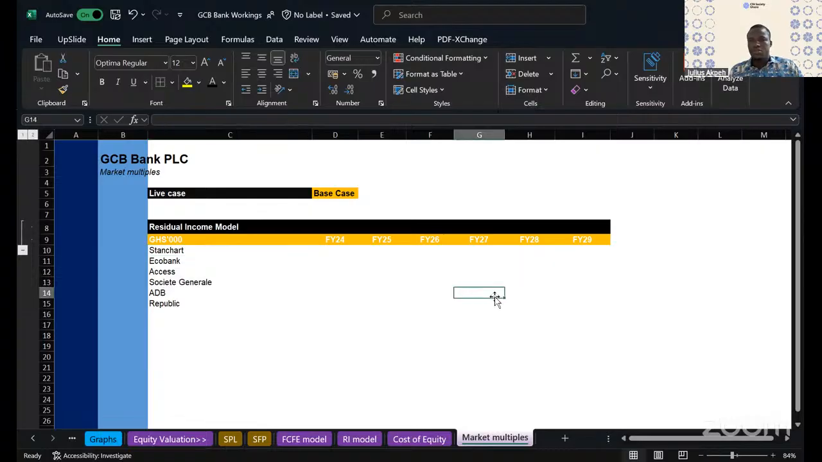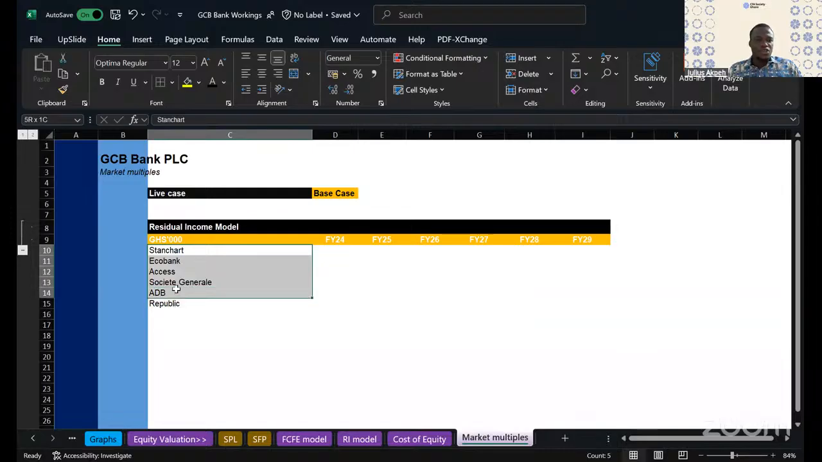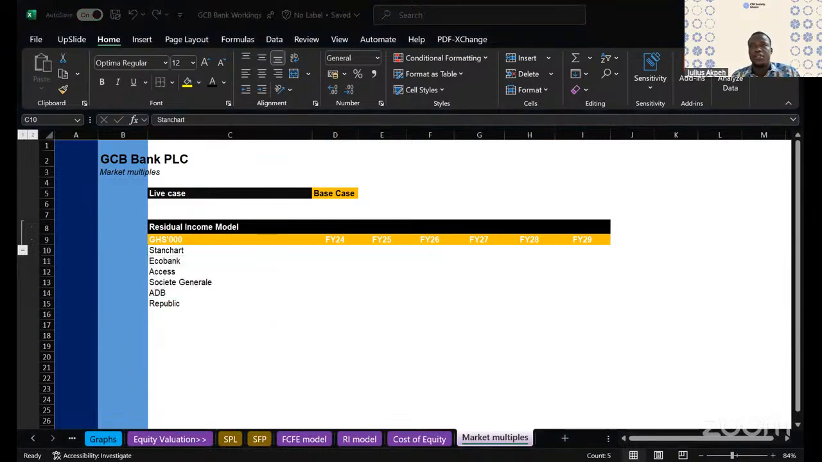Isn't it? So let me see, 6, this is 32 companies or something. I think I have one more. Which other bank, guys? So Standard is here, EcoBank is here, Access Bank, or maybe we can just do a simple search and get data on the rest. Banks listed on GSE.